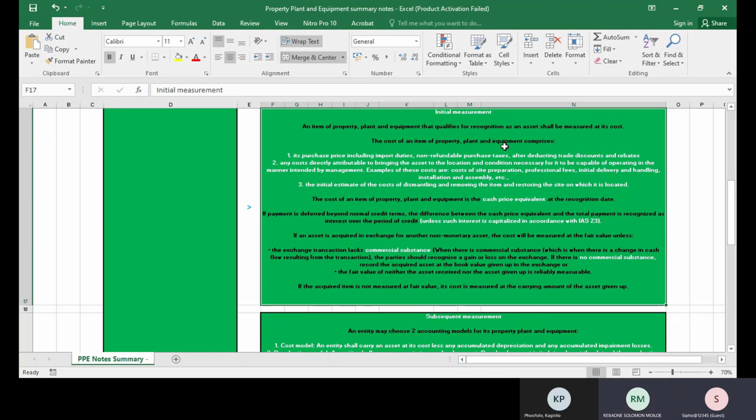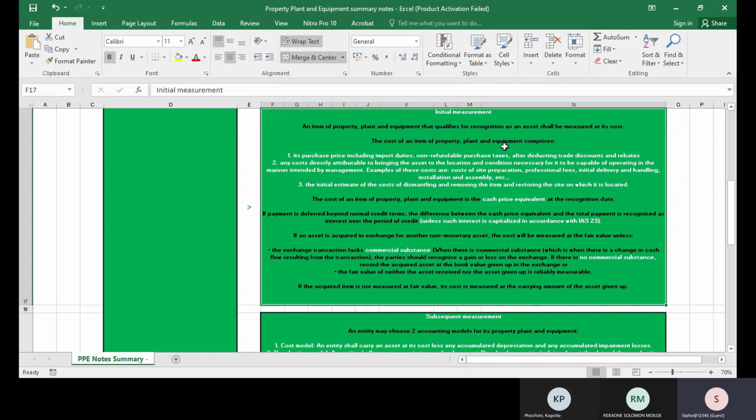Any cost directly attributable to bringing the asset to the location and condition necessary for it to be capable of operating in the manner intended by management. Examples of these costs are the cost of site preparation. You remember we've discussed all these things. Cost of site preparation, professional fees if you're paying lawyers, for title deeds and all that, you capitalize those. Initial delivery and handling, delivery cost and handling, you capitalize that.